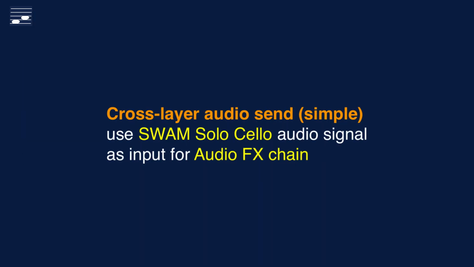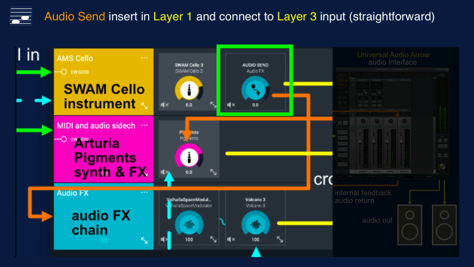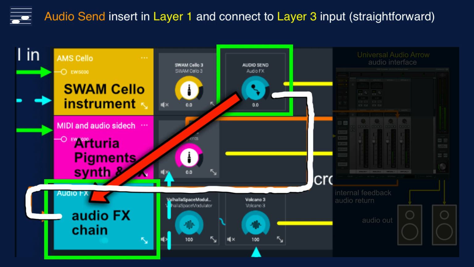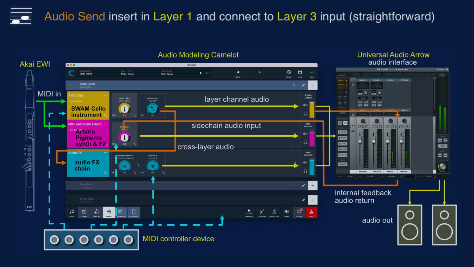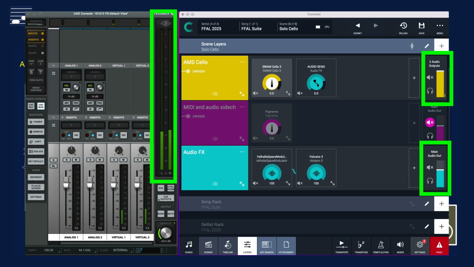Let's have a look at the cross-channel audio connections. The simple part of this setup is between the SWAM instrument layer and the audio effects chain. Camelot has an audio send module that will route the instrument audio to the channel 3 input. Job done and simple. In the audio example, you hear the summation of the original dry instrument sound with the audio effects. Note that the layer 3 fader is set at a lower level.